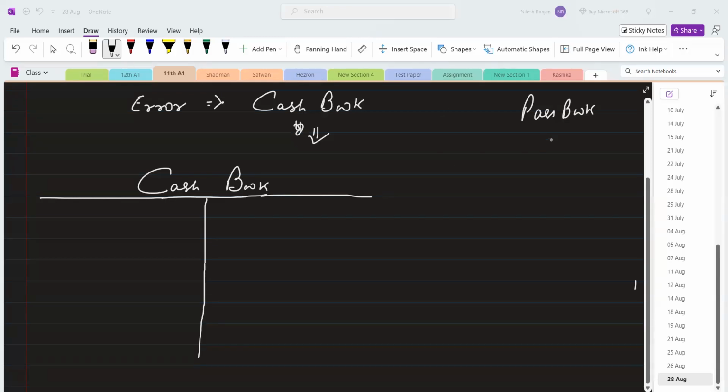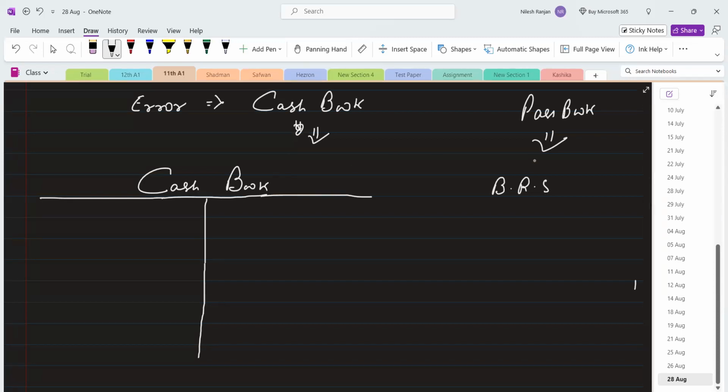Passbook. Then you cannot prepare the passbook. It is up to the bank that they will correct it. So error of passbook can be adjusted through bank reconciliation statement. Error of cash book will be corrected by preparing cash book, but error of passbook will be adjusted through bank reconciliation statement.